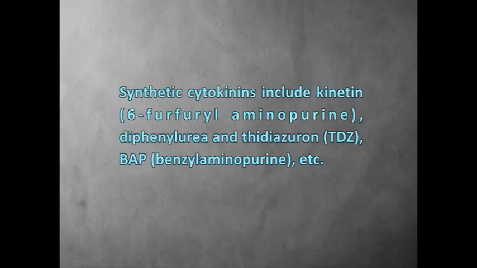Among the naturally occurring cytokinins, zeatin or trans-6-purine is the most common one, followed by dihydrozeatin and isopentenyl adenine. They occur in both free and bound forms, and the bound forms are converted into free zeatin by enzymes. Synthetic cytokinins include kinetin or 6-furfurylaminopurine, diphenylurea, and thidiazuron or TDZ, BAP or benzylaminopurine, etc.